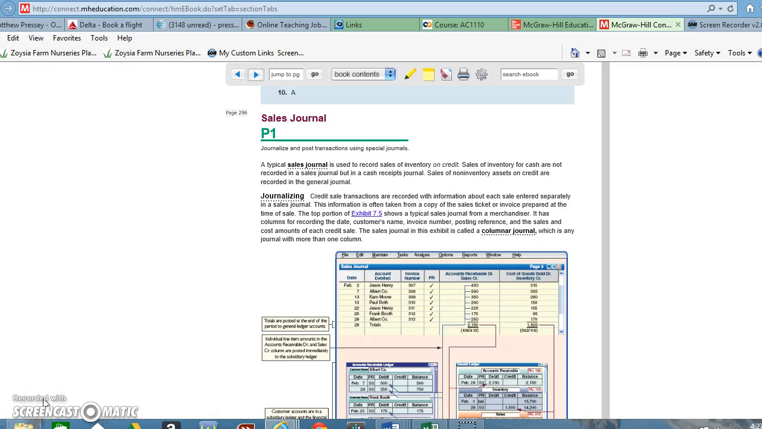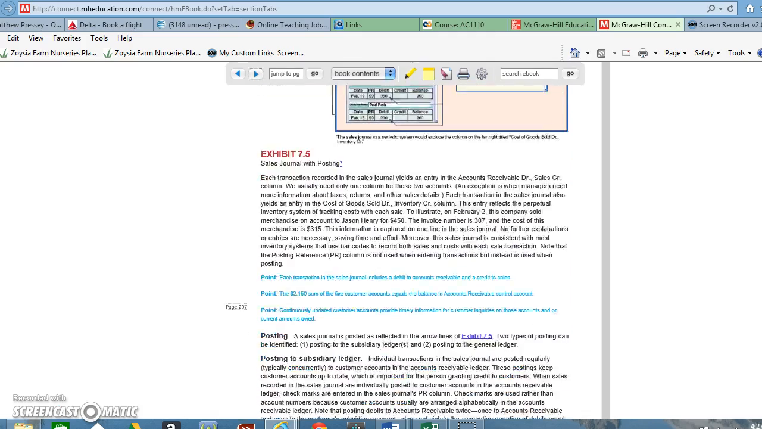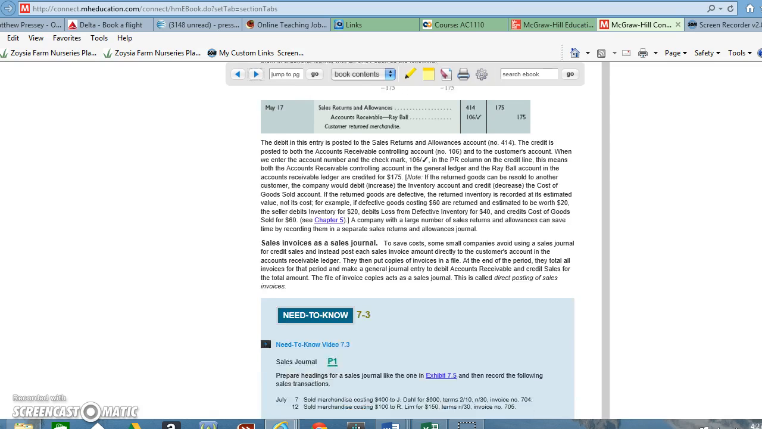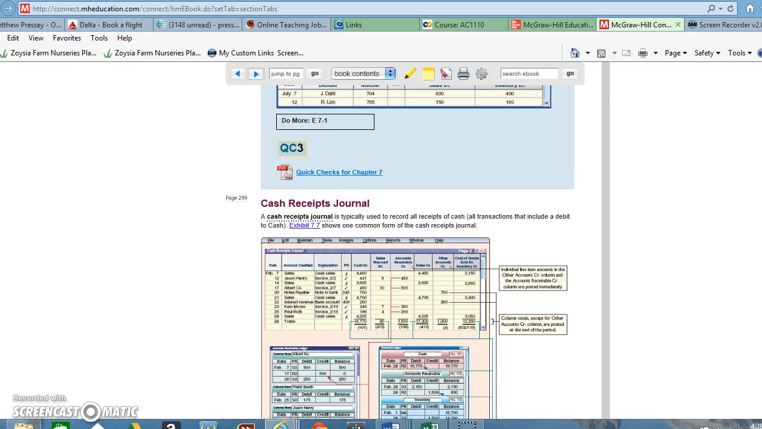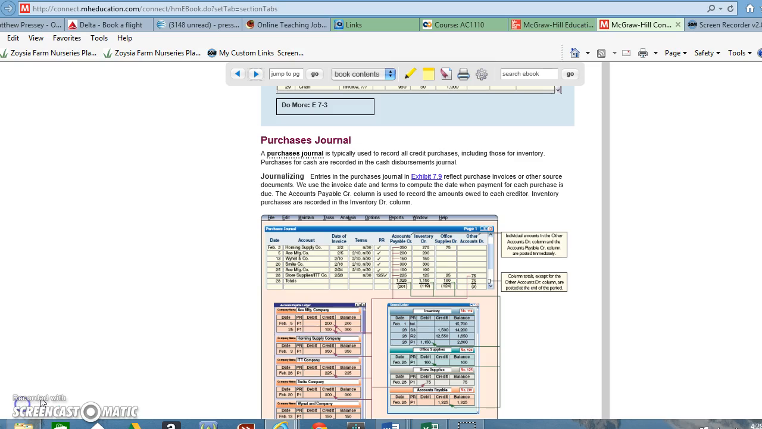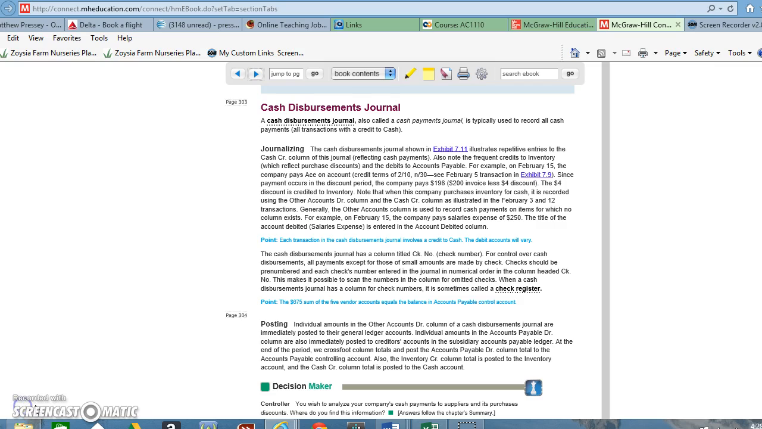And from there, the authors here on page 296 start breaking out different types of journals that will feed up into the accounting system, starting with the sales journal. Further on down here, I believe we get to the cash receipts journal, which leads into the purchase journal, which naturally flows back to the cash disbursements journal, which is different than the cash receipts journal.